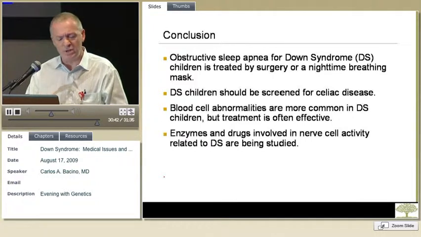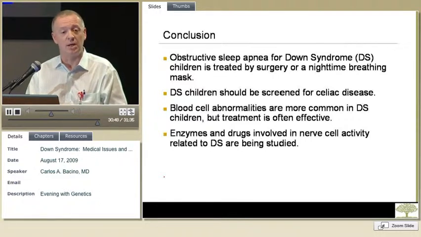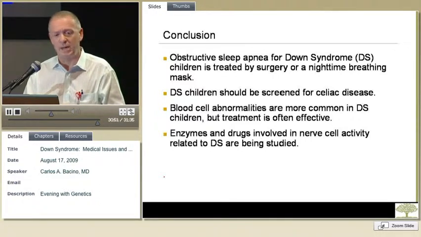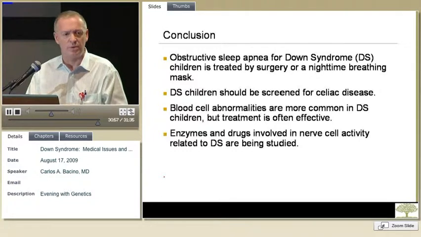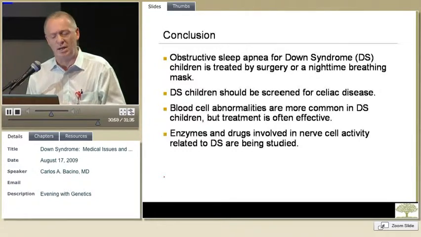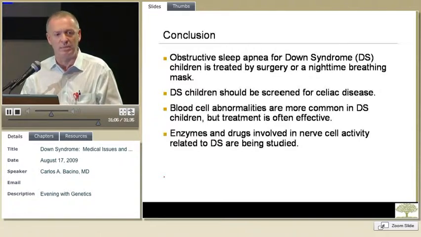So as a summary, the number of things that in the meantime you can look at are sleep apnea, celiac disease, some of the blood cell-related issues, and, of course, the thyroid screens and all of those things that you're probably already familiar with. But there's a number of things coming along the way that I'm sure are going to be very promising.